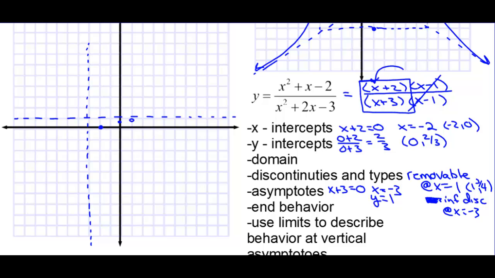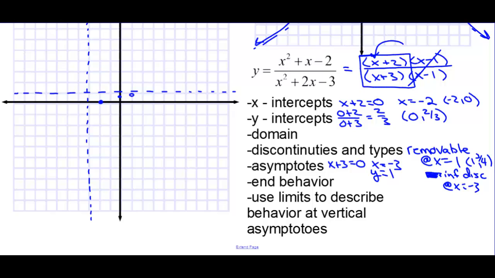Use limits, behavior at vertical. All right, everything can be done now after we get the graph done. Well, I'm pretty confident I know what the right side of the vertical asymptote looks like. I'm very confident it looks like that on the right side. And I had a whole bunch of points on the right side of the vertical asymptote, but I have nothing on the left side. So we're going to have to do a little work here.